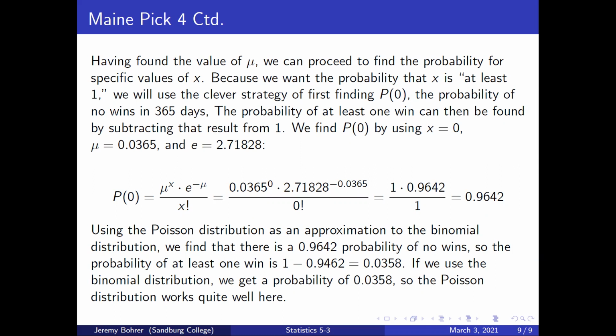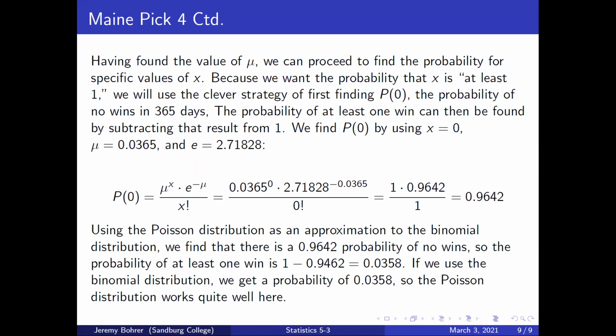Mu equals 0.0365 and e equals 2.71828. P of 0 equals mu to the x times e to the negative mu over x factorial, which is 0.0365 to the 0 times 2.71828 to the negative 0.0365 all over 0 factorial, which is equal to 1 times 0.9642 over 1, which is 0.9642. Using the Poisson distribution as an approximation to the binomial distribution, we find that there is a 0.9642 probability of no wins. So the probability of at least one win is 1 minus 0.9642 equals 0.0358.